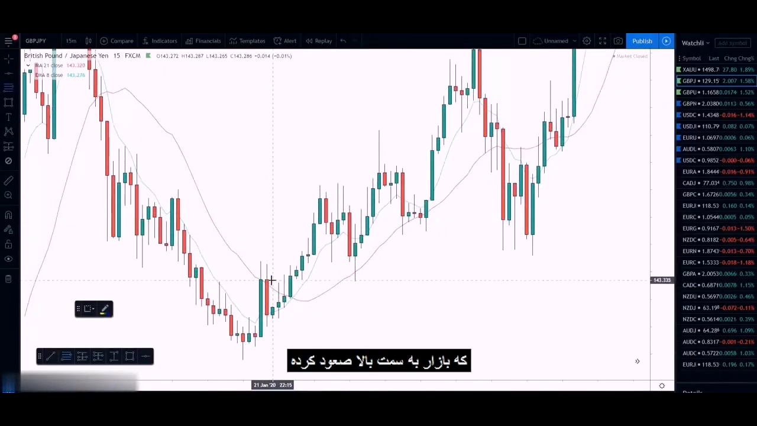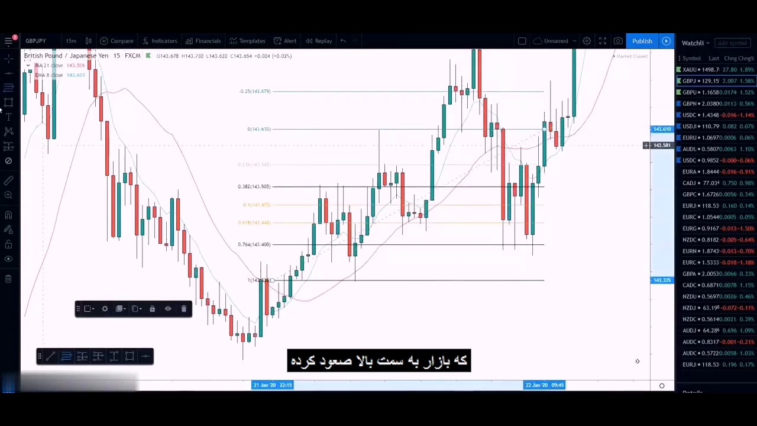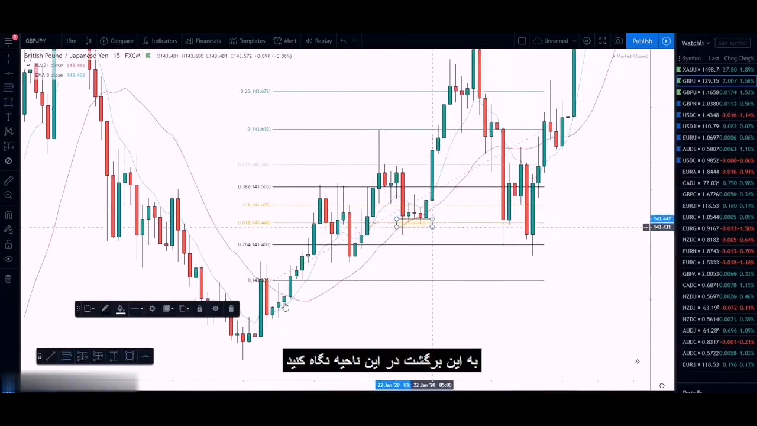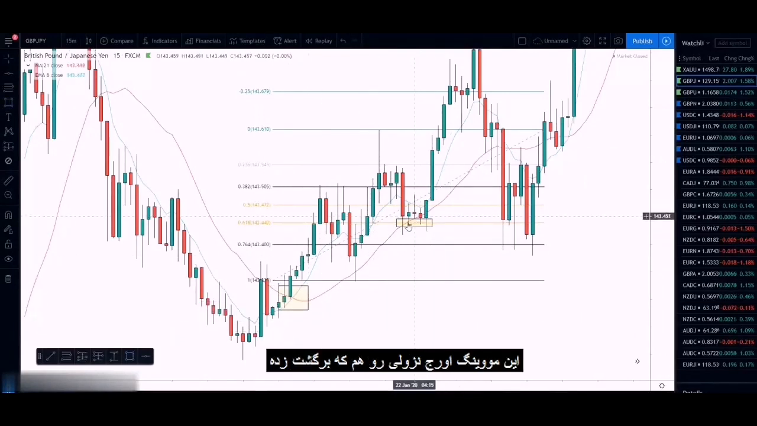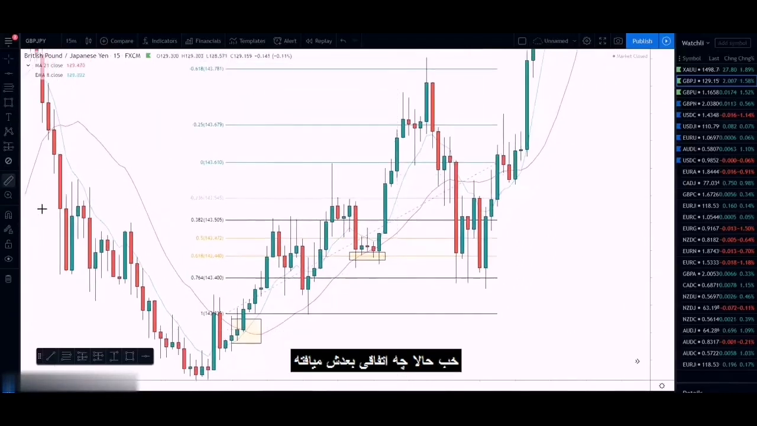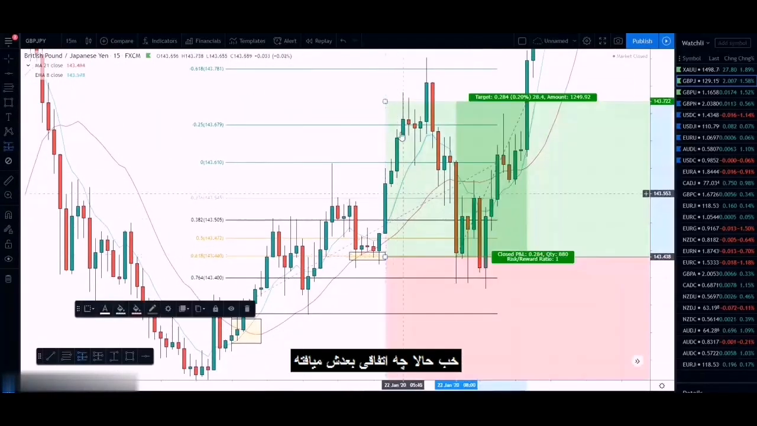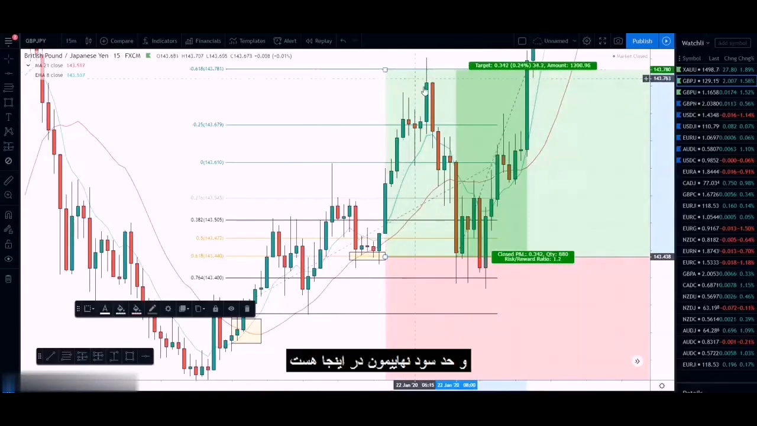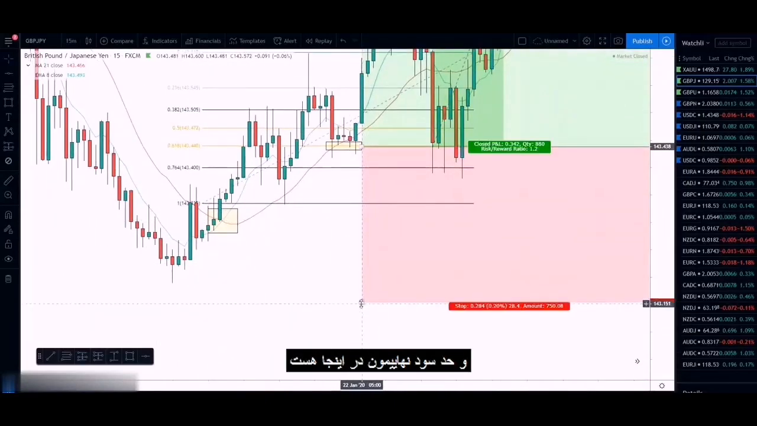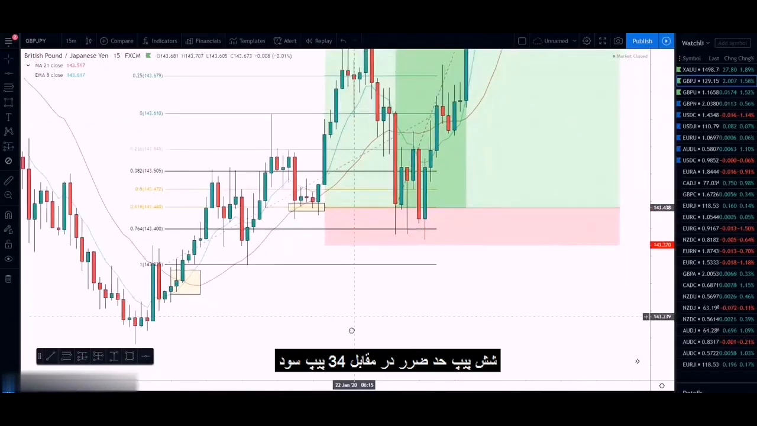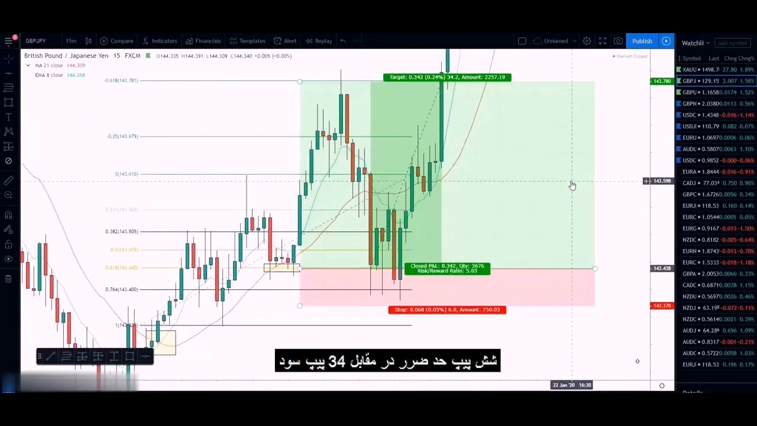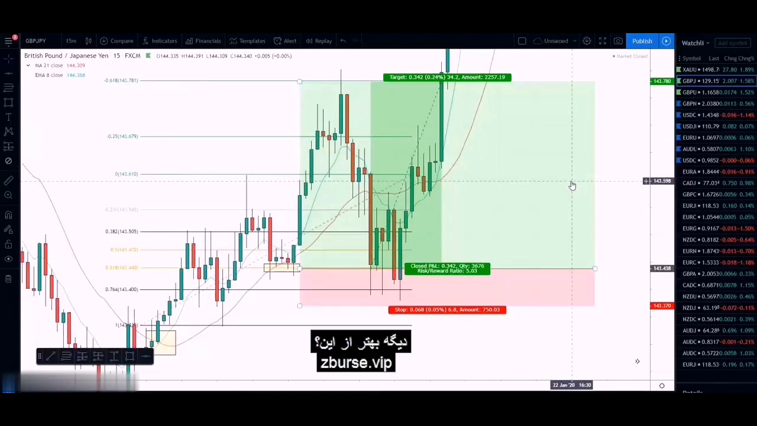Market structure being broke to the upside. Look at the rejections in that zone. You have your moving average crossover down in here. You see it rejecting that bearish moving average. What happens after that? What happens? Final take profit hit. 6 pip stop loss for a 34 pip gain. Are you kidding me?